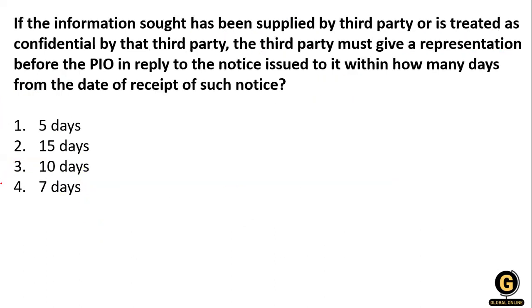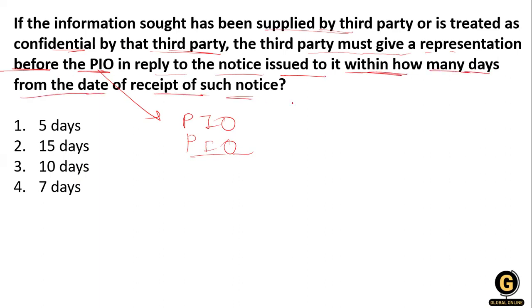Now, next question: if the information sought has been supplied by a third party, or is treated as confidential by the third party, the third party must give a representation before the PIO in reply to the notice issued to it within how many days from the date of receipt of such notice? The answer for this question is 10 days, because this is a factual question.